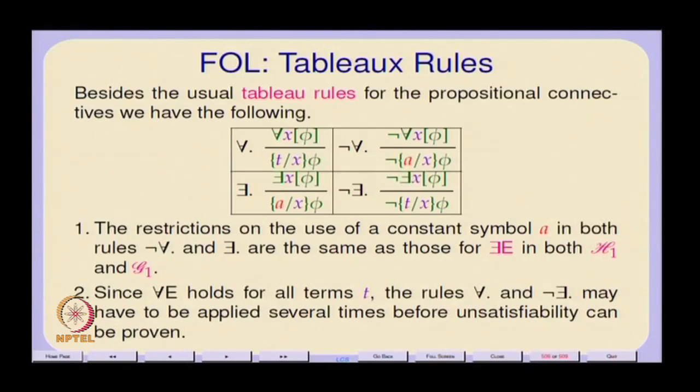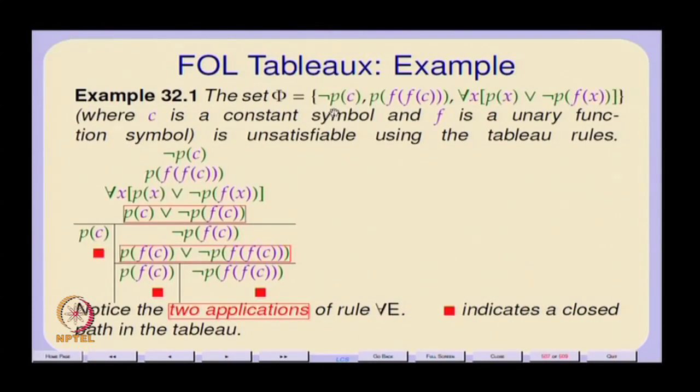So let's look at an example. What I am trying to say is that this for all and not there exists may have to be applied several times before unsatisfiability can be proven, and here is an example which illustrates that. Take this set. Let us assume that C is a constant in the signature. That is why I have not written it in red, I have written it in violet. I mean, let us assume C is part of sigma. So I have not P of C, and f is a unary function symbol. I have P of f of f c, and then I have for all x, P x or not P f x.